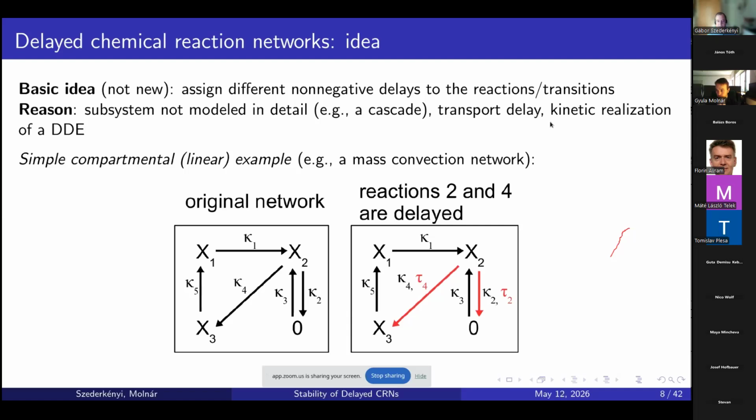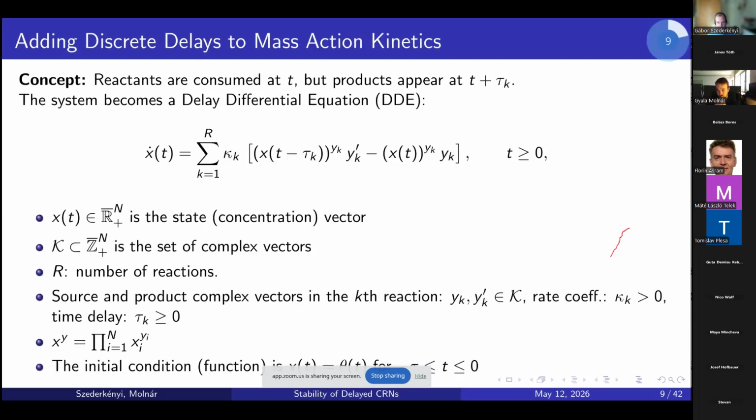And we can simply have a delay differential equation which has a kinetic realization, and this can give us a delayed CRN. So this is just a very simple compartmental example, a linear system. Basically, we have some compartments and transitions between the compartments, and some transitions, for example, this fourth transition and second transition are delayed for some reason, and this can give us a delayed kinetic model.